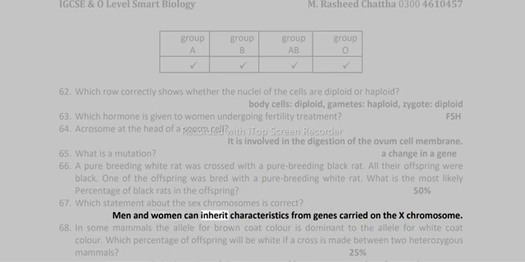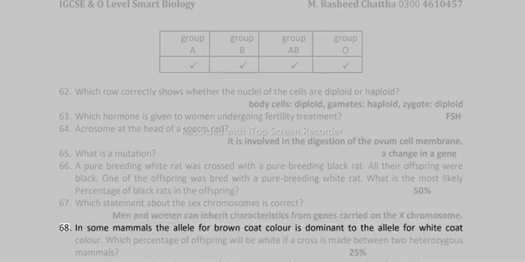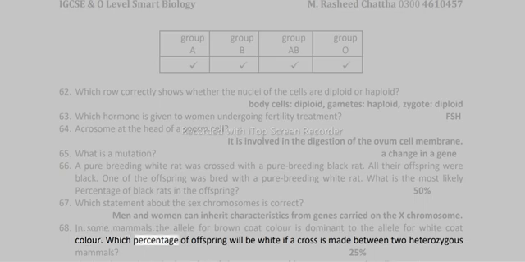Men and women can inherit characteristics from genes carried on the X chromosome. 68. In some mammals the allele for brown coat color is dominant to the allele for white coat color. Which percentage of offspring will be white if a cross is made between two heterozygous mammals? 25%.